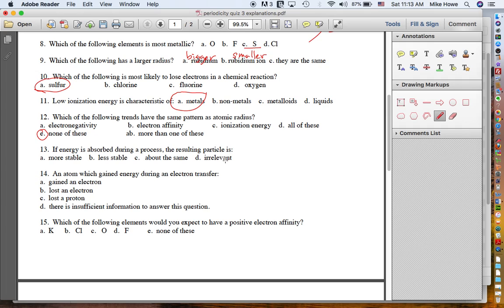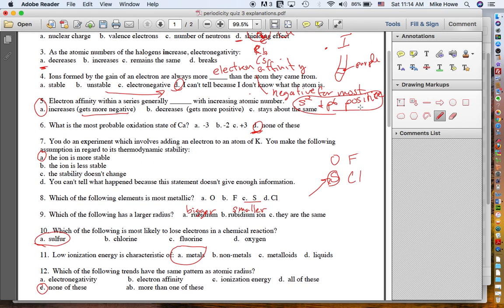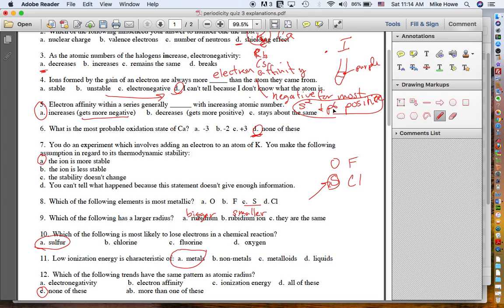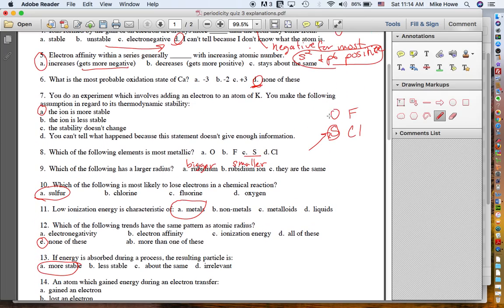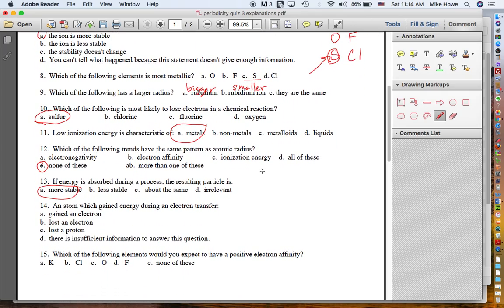All right, number 13, if energy is absorbed, then you're going to a less stable thermodynamic state, a higher energy state. 14, an atom which gained energy. So energy went in. Now remember up here we said that energy had to be put in sometimes when you add an electron. We know that energy is always put in when you remove an electron. Since you don't know what the element is, you don't know if it's an S2 or a P6 or not, so there's insufficient information to answer that question.